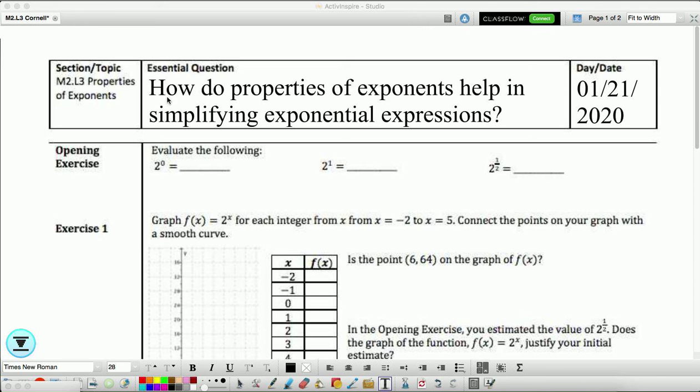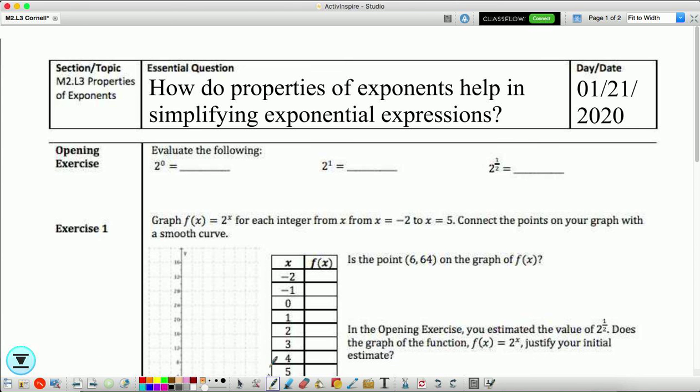So our opening exercise, well, I guess I take it back. Our essential question is, how do properties of exponents help in simplifying exponential expressions? So we're going to start with this opening exercise. We've talked about this in class when we were graphing our exponential functions. Anything to the 0 power is 1, so that's an easy one. 2 to the 0 is 1. 2 to the first power is just going to be 2.